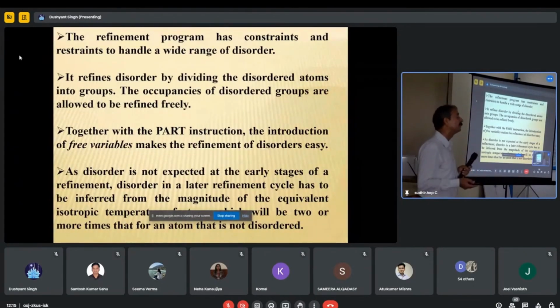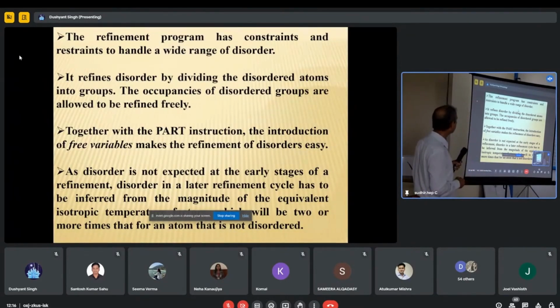Even then, if there is disorder, we take the example, in the coming slides, of the CF3 group, which is a rotational disorder. It is very, very common. Wherever in the structure CF3 is present, it will always show disorder. So the occupancy of disordered groups is allowed to refine. We cannot keep a fixed occupancy.